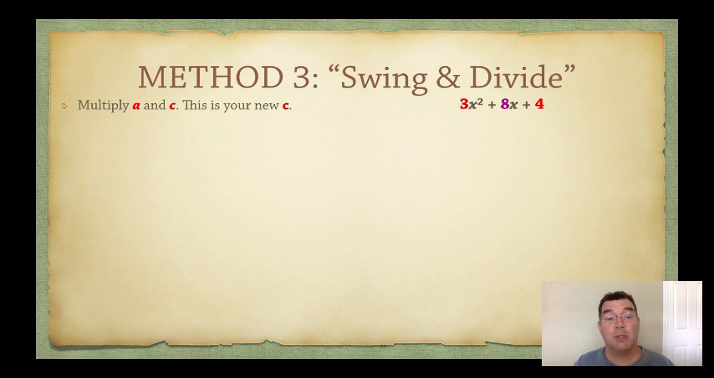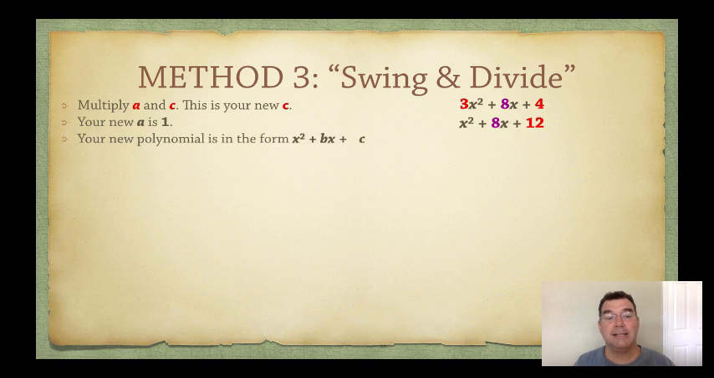So what I do is I multiply a and c, and that's going to be my new c. And my new a will be 1. So basically that 3 and that 4 get multiplied, and that's my new last number, and that means that my first term is just going to be x squared. So what I have is x squared plus 8x plus 12.